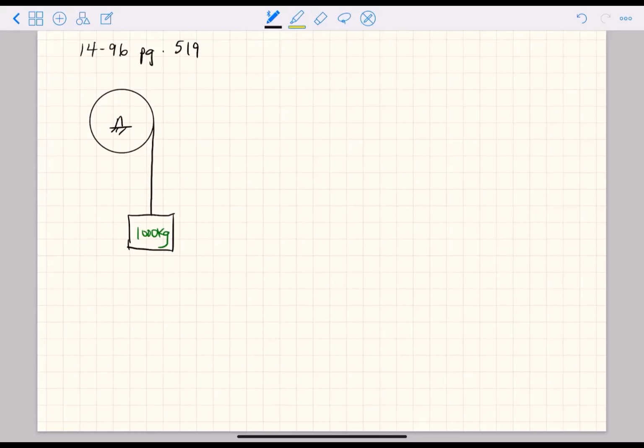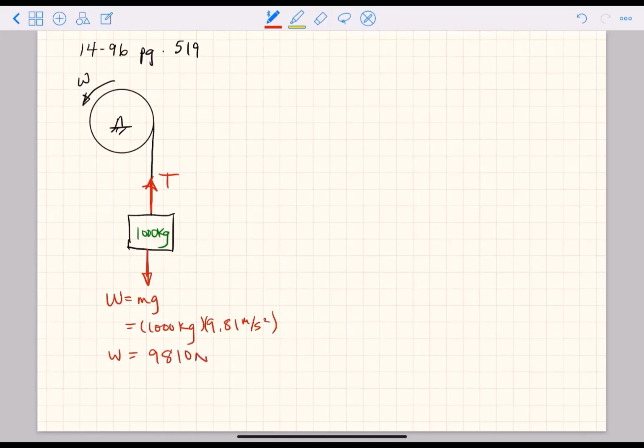Okay, so this thing is lifting this weight, so we know that it is rotating with a certain velocity. We know that there is tension on this cable pulling that up versus a weight acting downwards. So W is equal to mg, which is equal to 1,000 kilograms times 9.81 meters per second squared. And so the total weight here is 9,810 newtons.